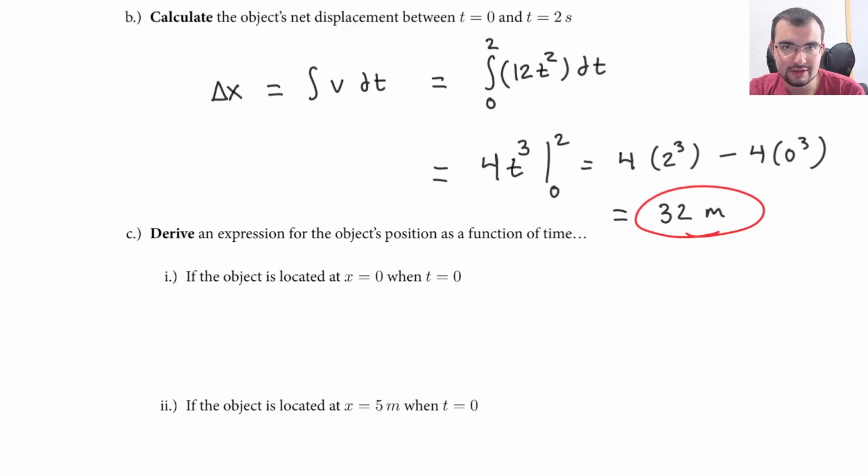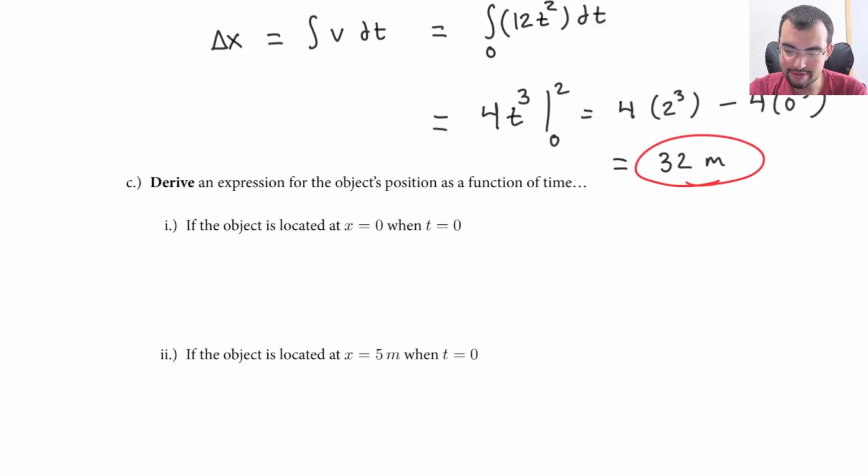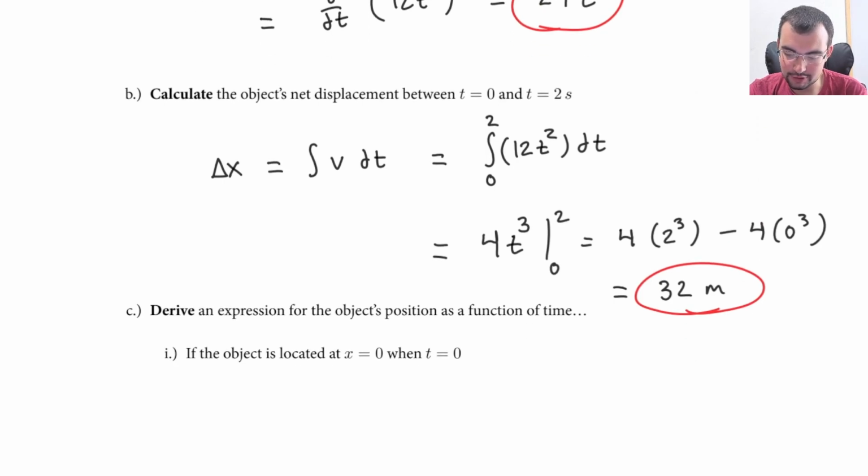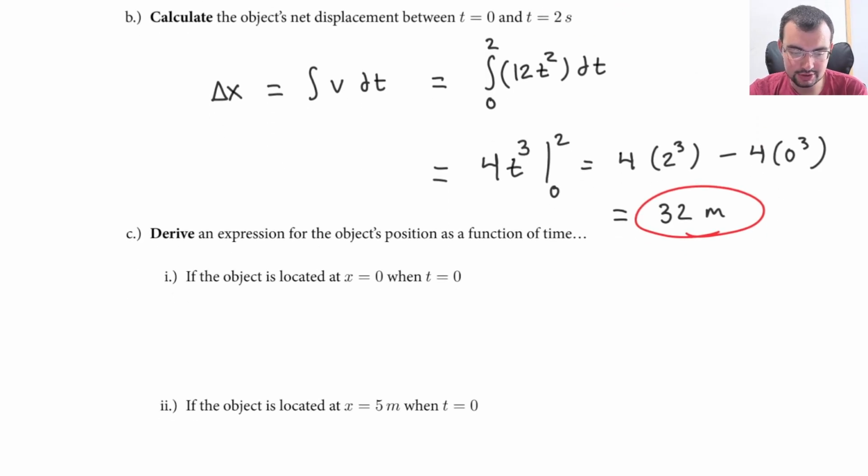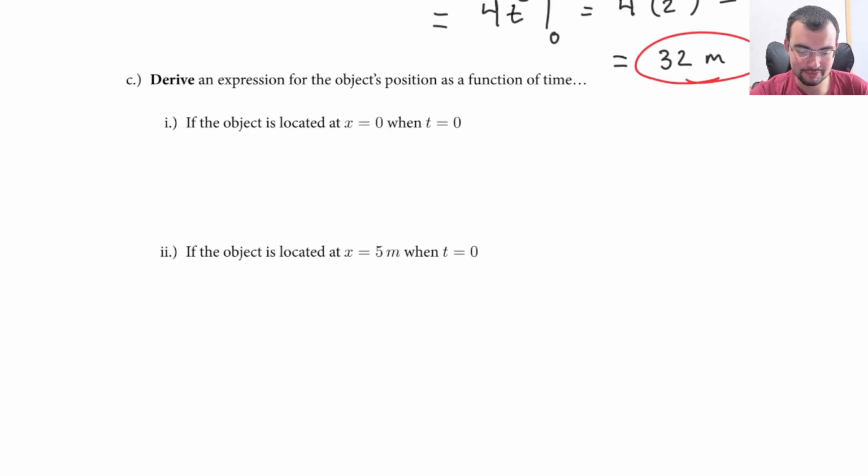So now we can take this one step further and write a function for where the object is as a function of time. So not just how far did I go between 0 and 2, but how can I get it to work for anything? We already found that delta x between any two points as a function of time is 4t cubed. There are multiple ways of doing this. I like, for physics, actually expanding the delta.